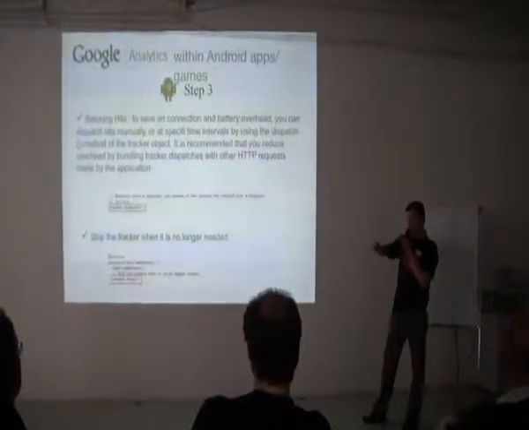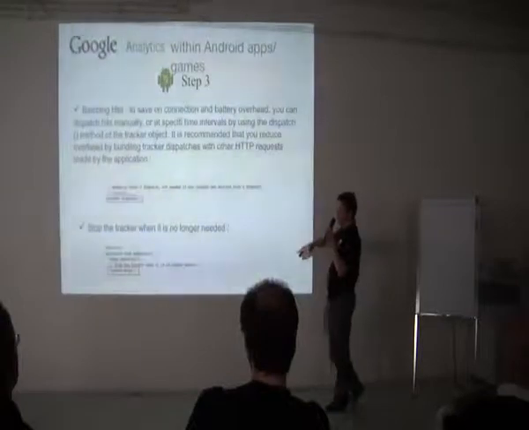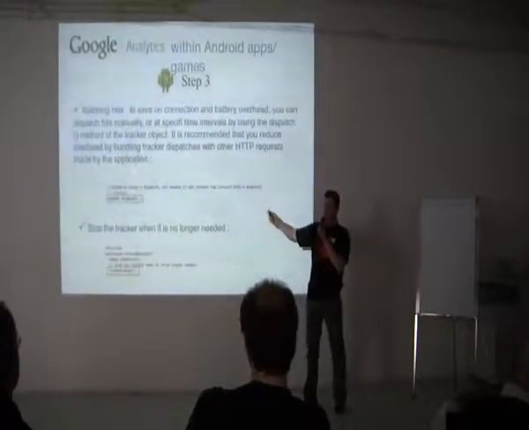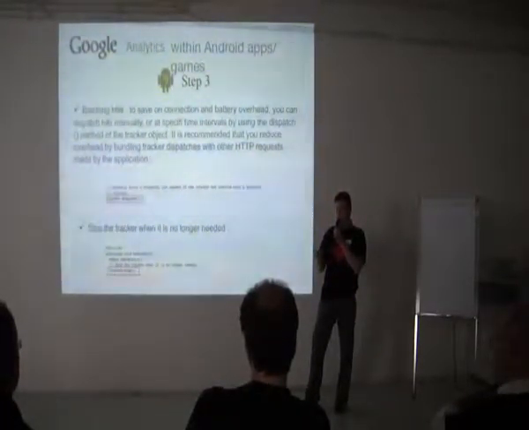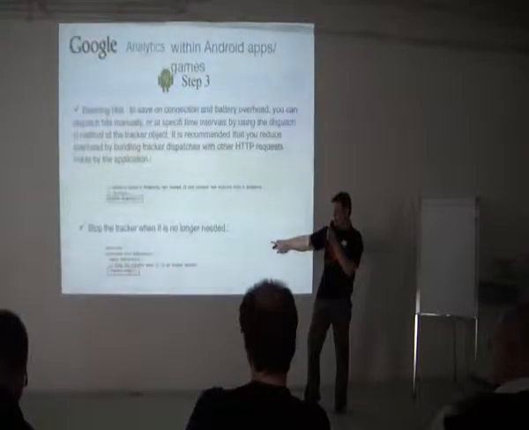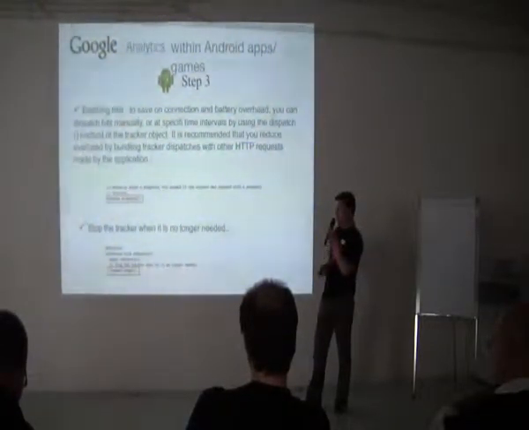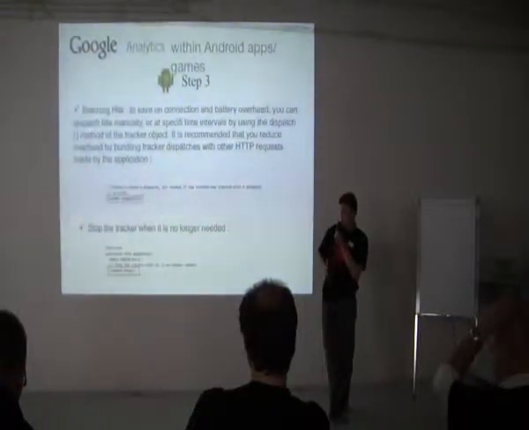tracks of all the hits for you, and the only thing you need to do is at some point in your application to do a dispatch. So it means, okay, all this data that's on the phone, at some point, send it back to Google server. And when you leave the application, just stop the tracker so that the phone battery is okay. So that's basically it. That's about the coding.